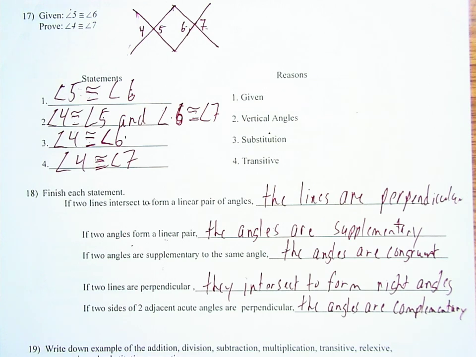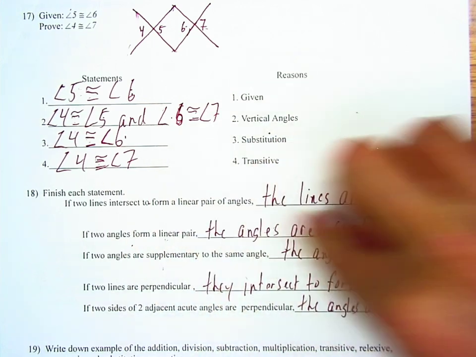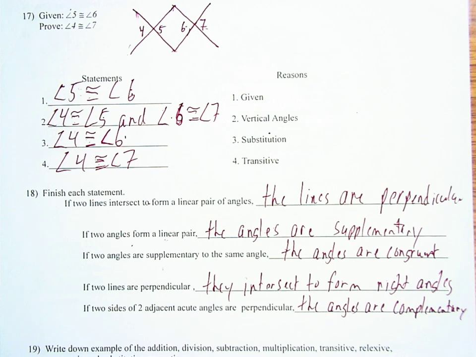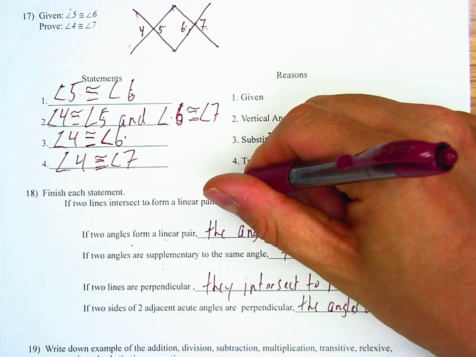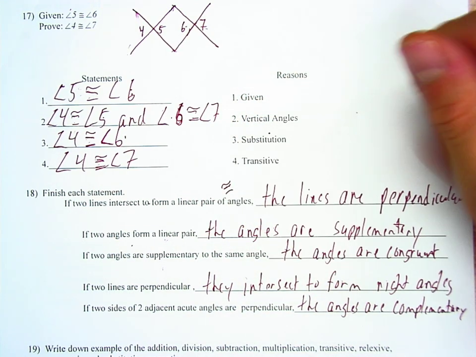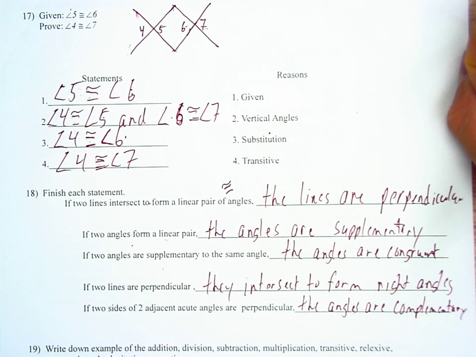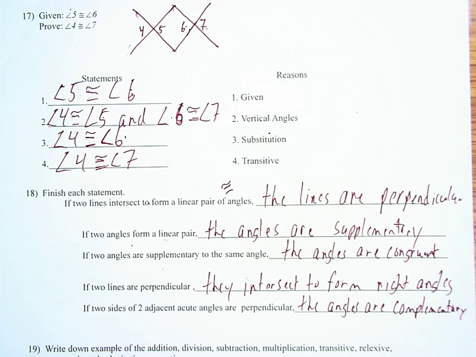The second statement here is if two angles form a linear pair, then they are supplementary. The third statement here is if two lines intersect to form a linear pair of congruent angles. That should have been congruent angles. I forgot a symbol there. Then the lines are perpendicular. Anyhow, that was supposed to match the statements from our notes. Next item.